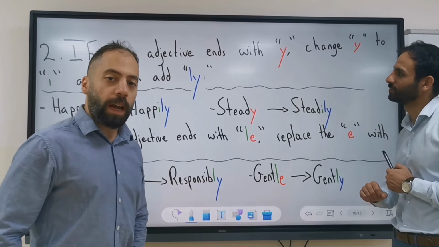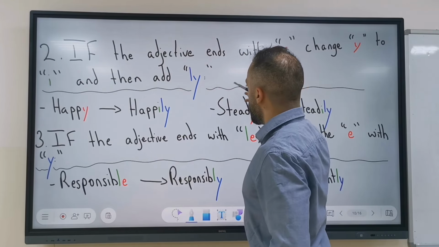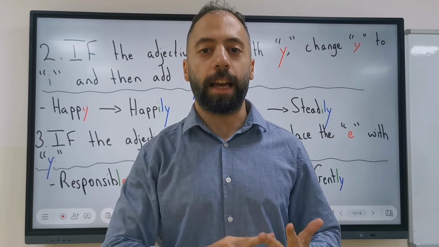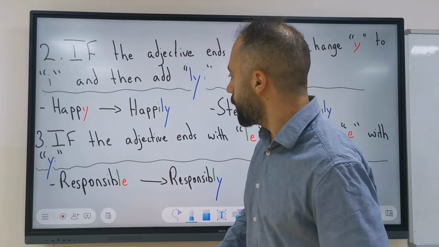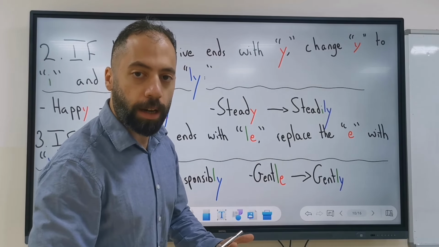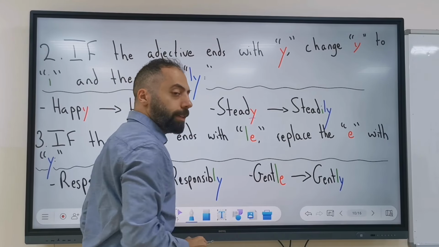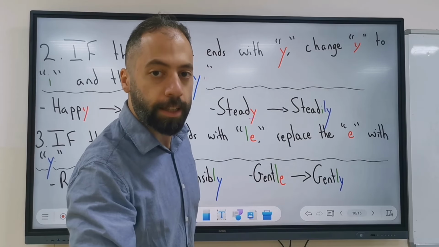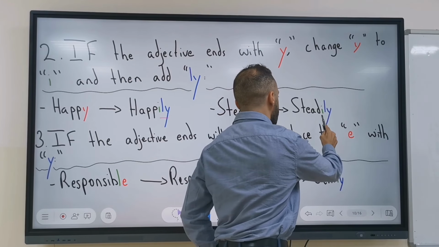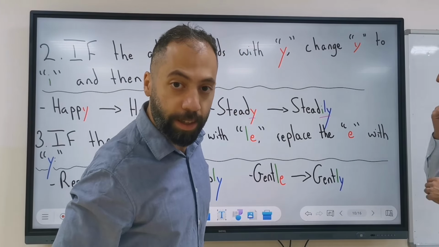Let's go. So here we have rules number 2 and 3. Let's start with rule number 2. If the adjective ends with y, I would change the y to i, and then I will add ly. Let's read some of the examples. Happy becomes happily. I would change the y to i, and then I will add ily. Steady, I will drop the y, change it to i, and then add ly. So it becomes ily in the end. Now Mr. Khaled will take over for rule number 3.